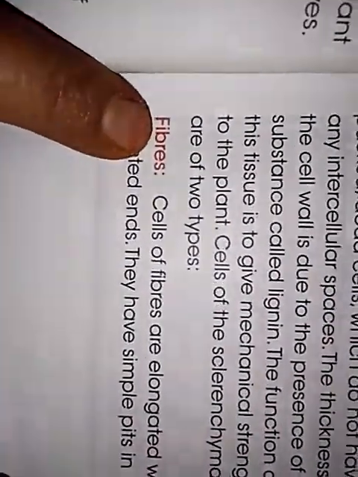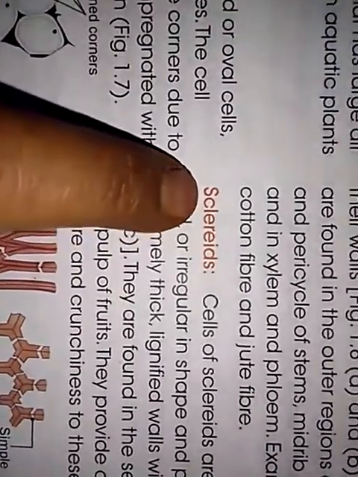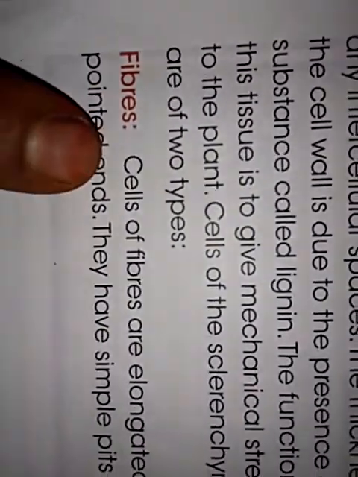Sclerenchyma tissue is present in two types. That is fibers and then sclereids. How do you read? Sclereids. Now, let's see about fibers. How do you read? Fibers.